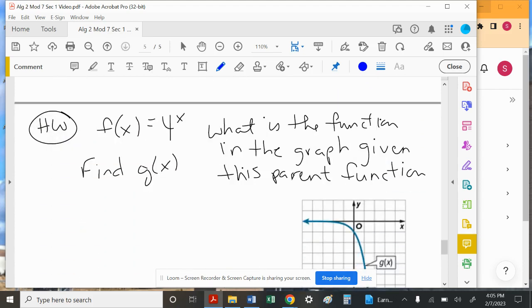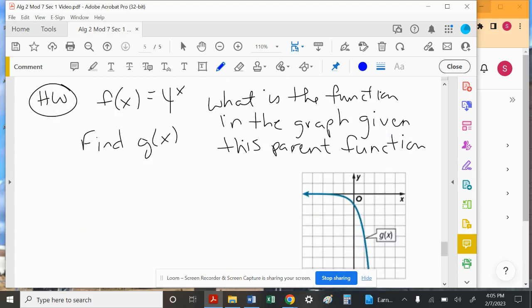Okay, and then finally, what is the function in the graph given this parent function? Here we have this parent function, 4 to the x power, and here's g of x. So we're trying to figure out what g of x is. Well, number one, the negative on the outside tells us that it shifts around the x-axis. So that negative is going to come out there. So we've got the negative.